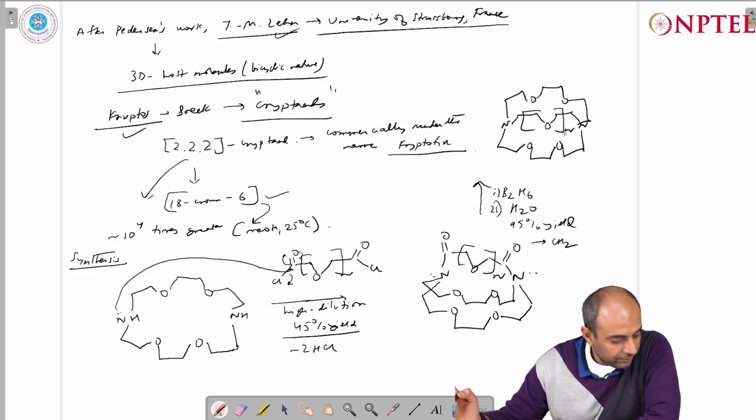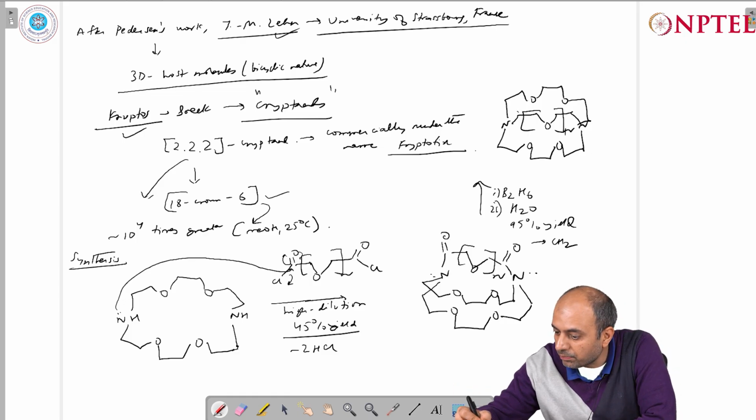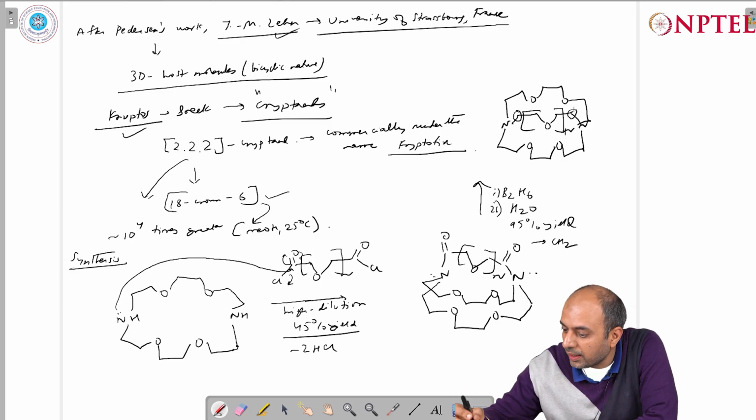Okay, so we have this species now present with us, because this is the carbonyl group which has been reduced to methylene, and we have the spacer. Now here we have got n equal to 2 oxygen atoms.